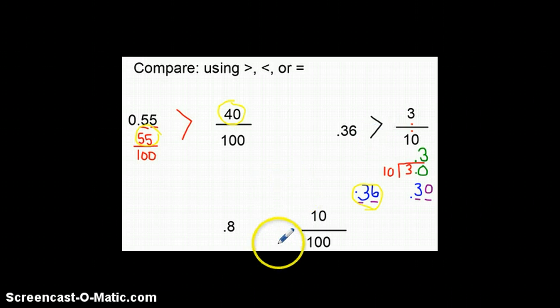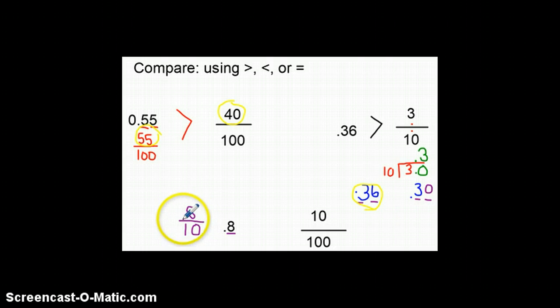I want you to pause the video right now and look at 0.8 and 10 over 100. I want you to either convert them both to fractions or both to decimals and try to figure out whether it's greater than, less than, or equal to. What I'm going to do is just take the 0.8 and convert it into a fraction. Our number that we're looking at is 8. We put that in the numerator, and it's in the 10th position. So we have 8 over 10.